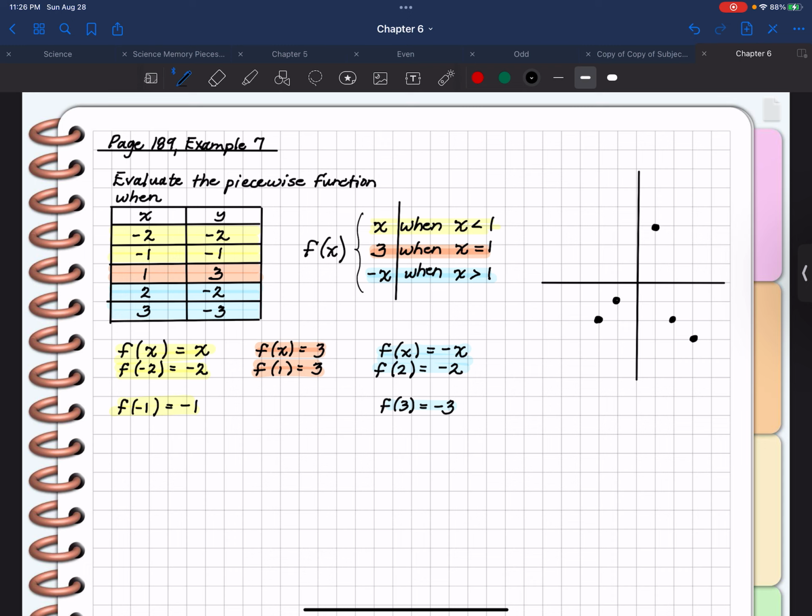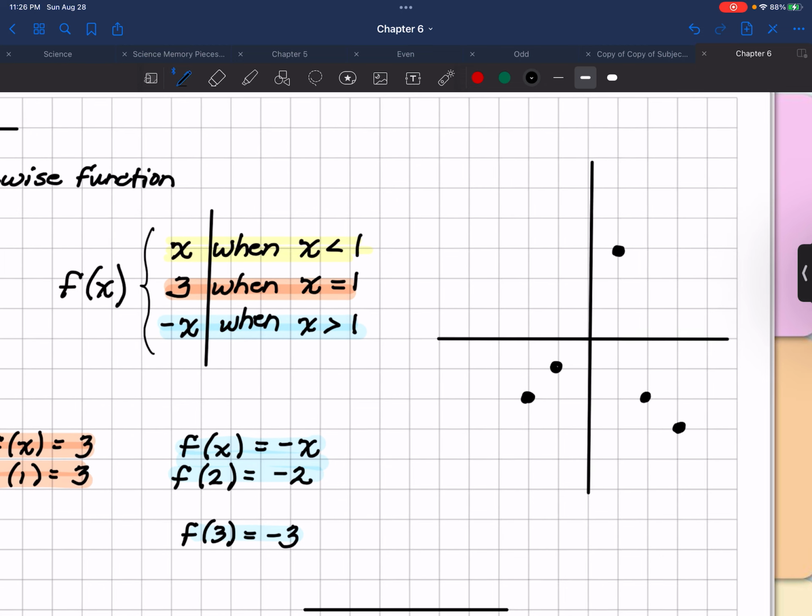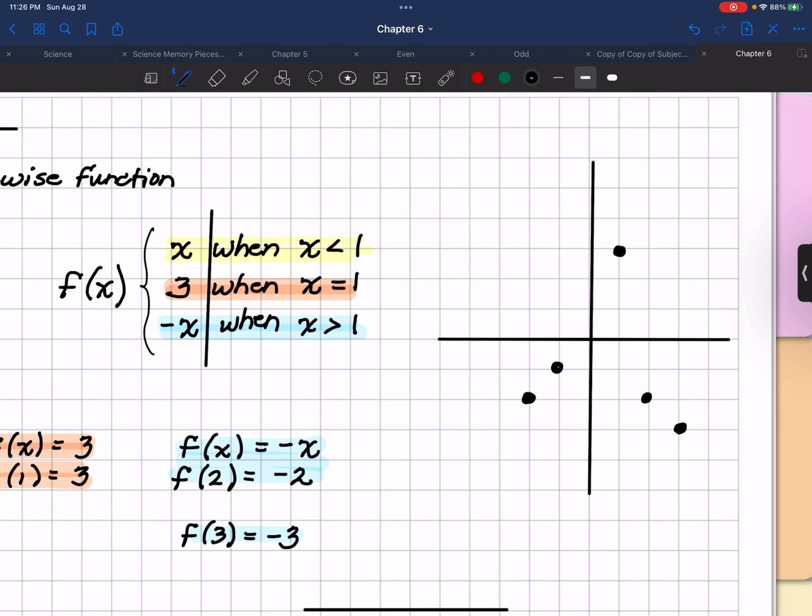Now, we need a starting point, and that's where we're going to go with the pieces of the function. So when x is less than 1, that means it cannot be 1. It has to be less than 1. So I'm going to put an open circle right here because it can't be 1. It has to be less than 1. And then I'm going to draw that function. It's going to go this way. This is the yellow function. So those yellow points we found, and that yellow piece is what makes that line.